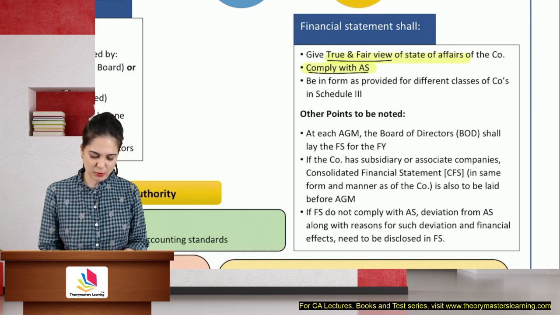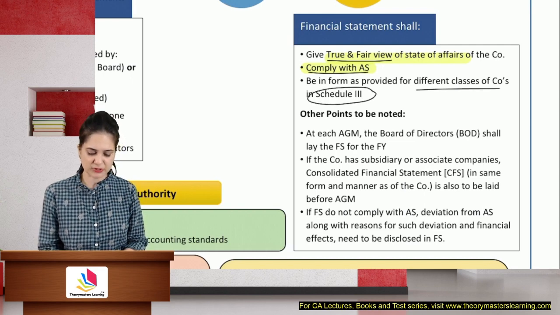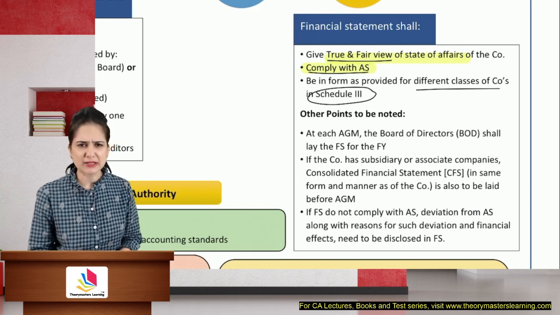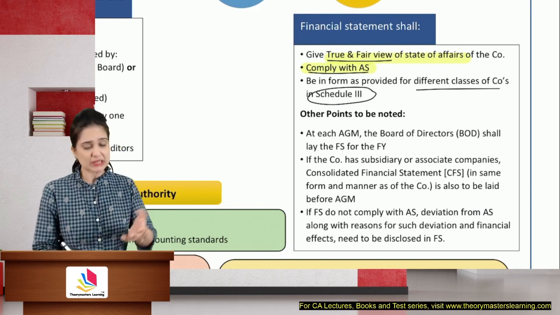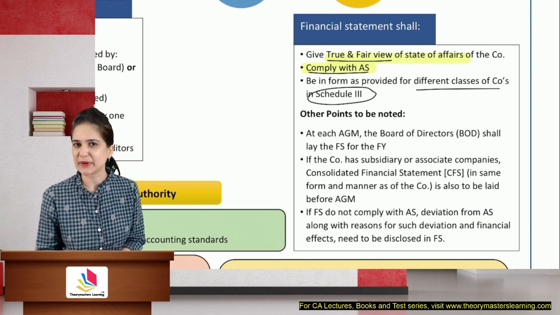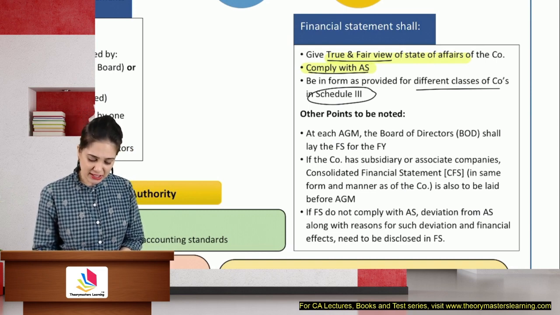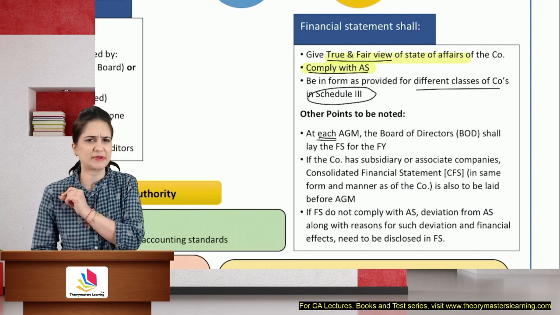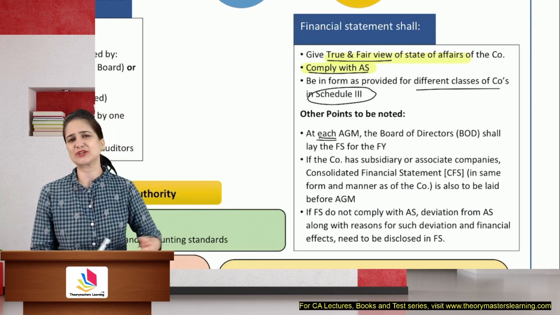It should be in a form as provided for different classes of company in Schedule 3. Schedule 3 will give you the format of preparing the profit and loss account and balance sheet. So it should be in that format only. These are a few other points that you should keep in mind while preparing the financial statement. At each annual general meeting, this is something which will be considered in every annual general meeting. It's an ordinary business considering the financial statements.